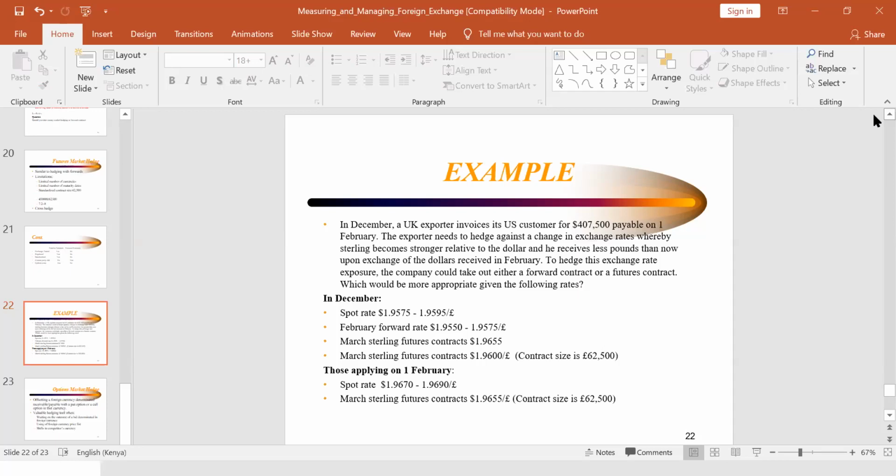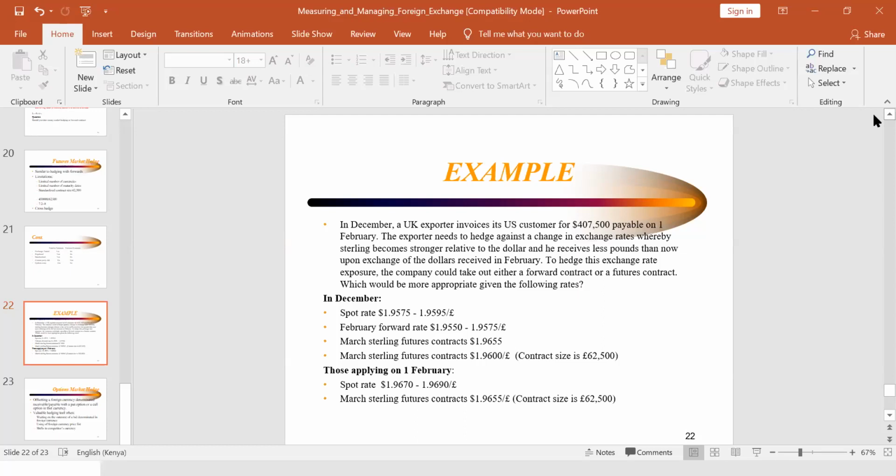So in December, when the transaction is happening, we have the spot rate, which is 1.9575 to 1.9595. That is the spot rate in December when the transaction is happening. Then the February forward rates: we have 1.9550 and 1.9575. Those are the forward rates.